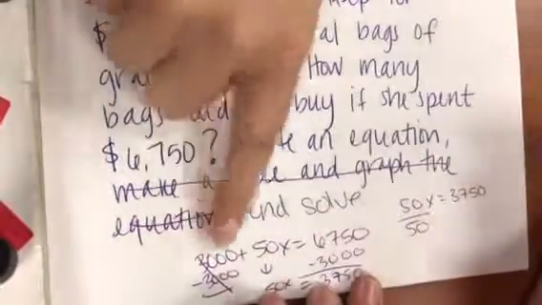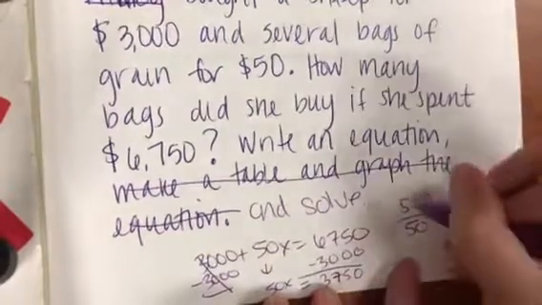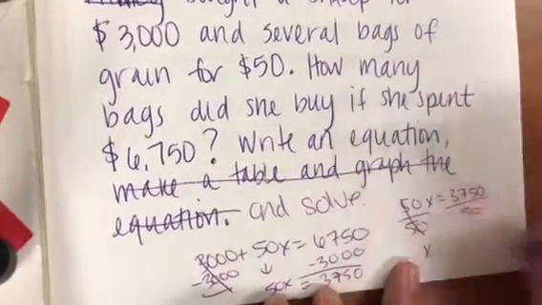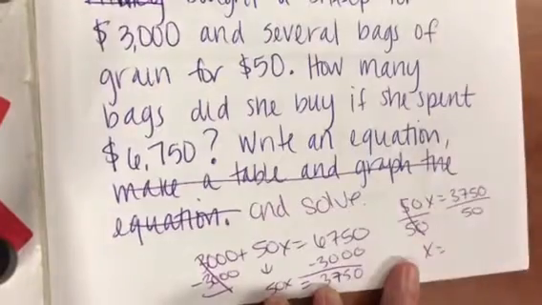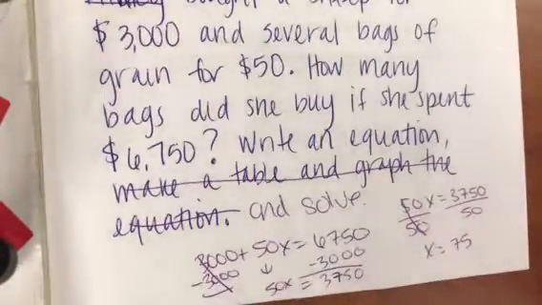Over here, we subtracted because it was an addition. Now, 50 divided by 50 is 1. I'm left with just x. 3,750 divided by 50 is? 75.